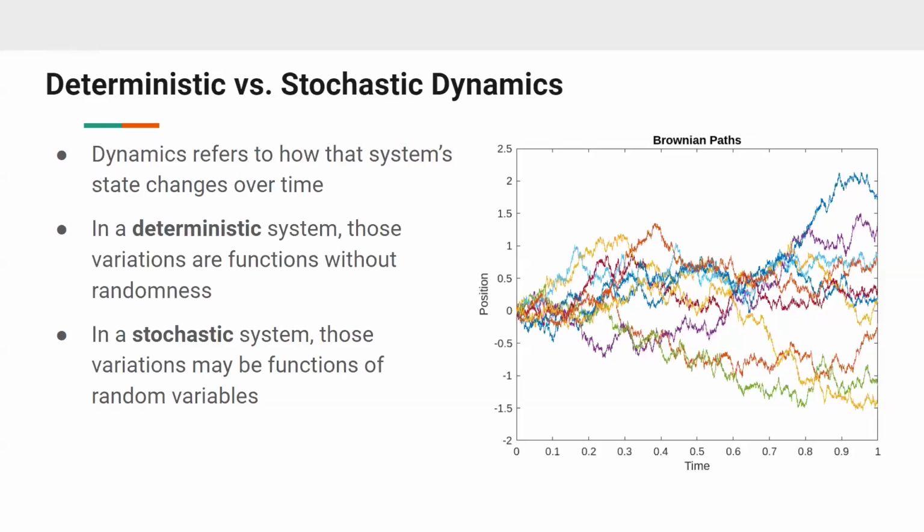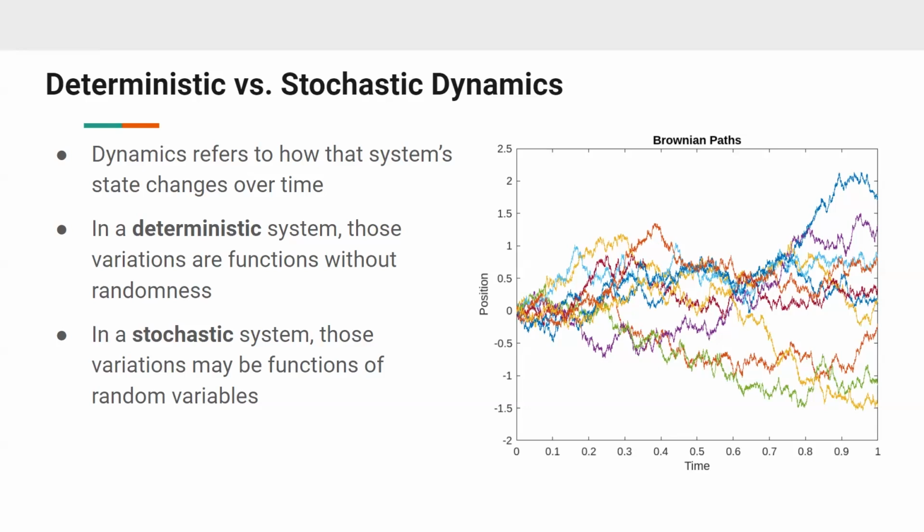So, deterministic versus stochastic dynamics. Essentially, when we're talking about dynamics, we're saying we've got a system, some sort of collection of objects that is evolving, usually with respect to time. And we're trying to track how that system changes in regards to its variables, right? In a deterministic system, all of the variations and changes in our system can be fully known. Essentially, they're functions without randomness. So if you gave me enough information to start with, I could, in principle at least, predict every possible outcome of the system.